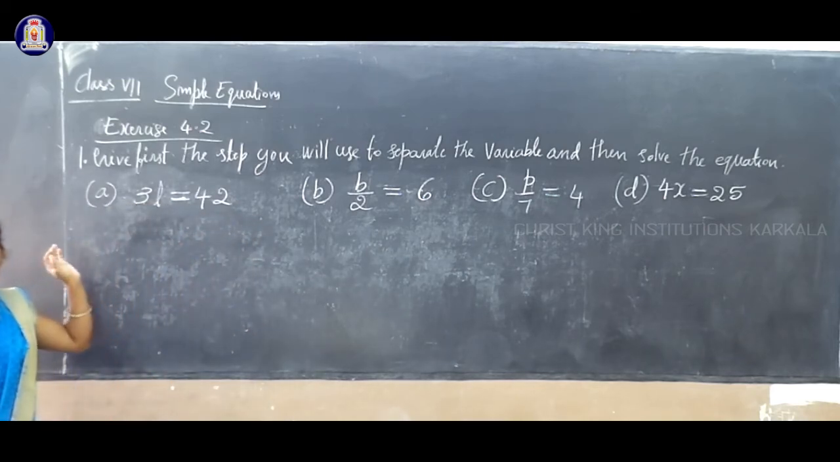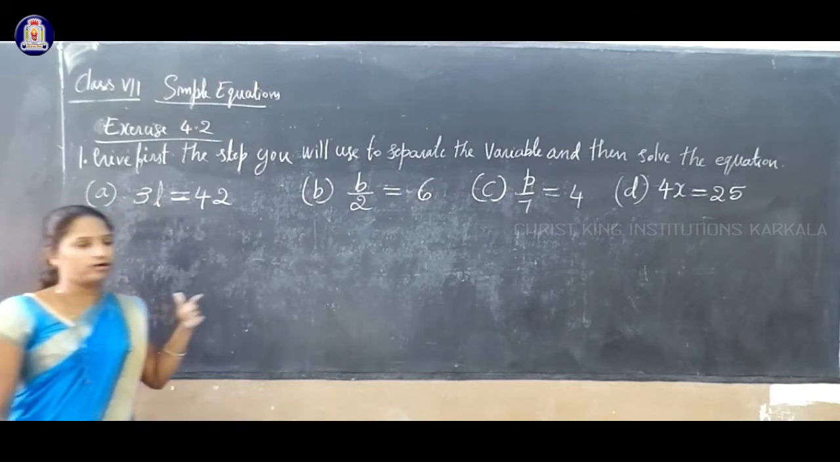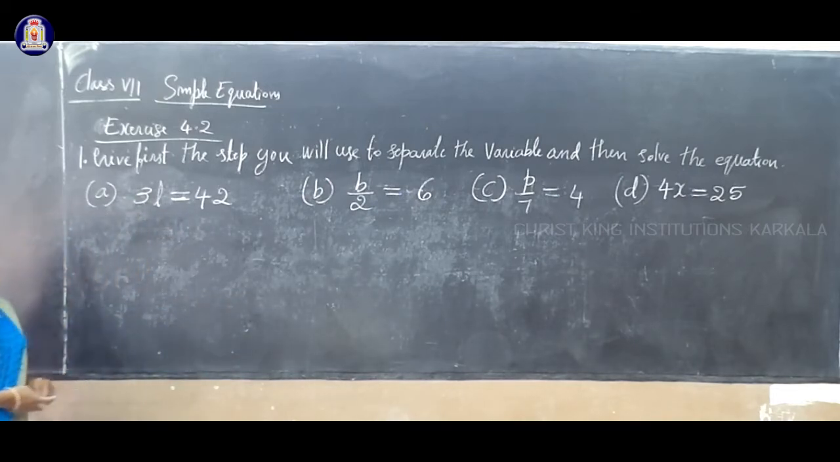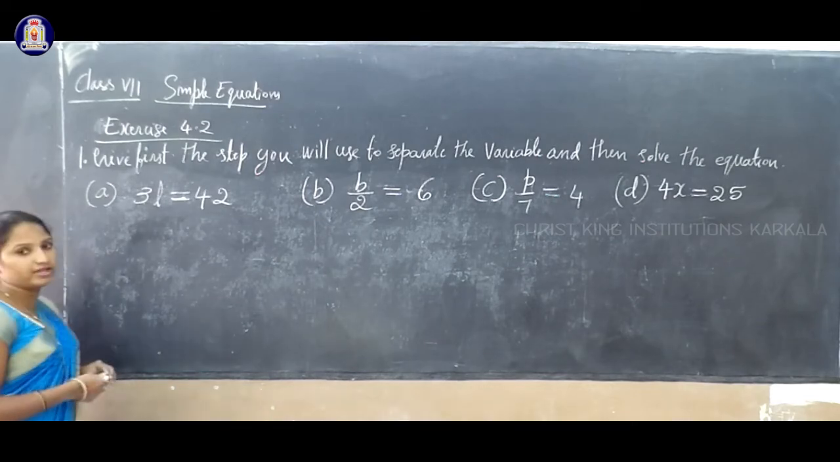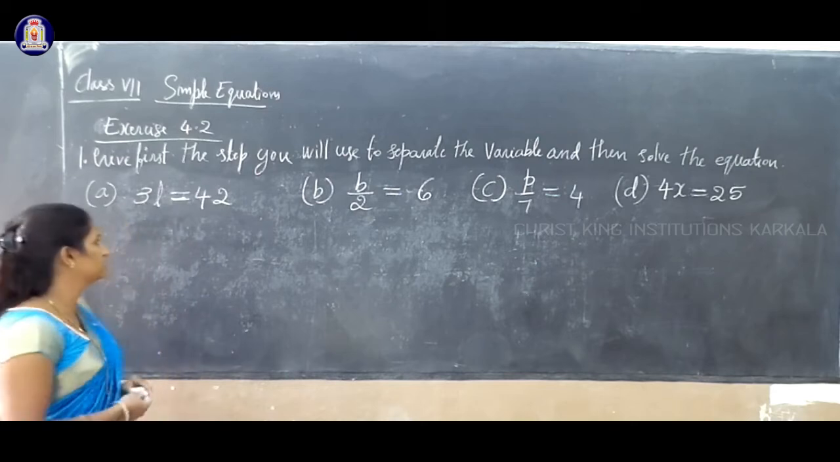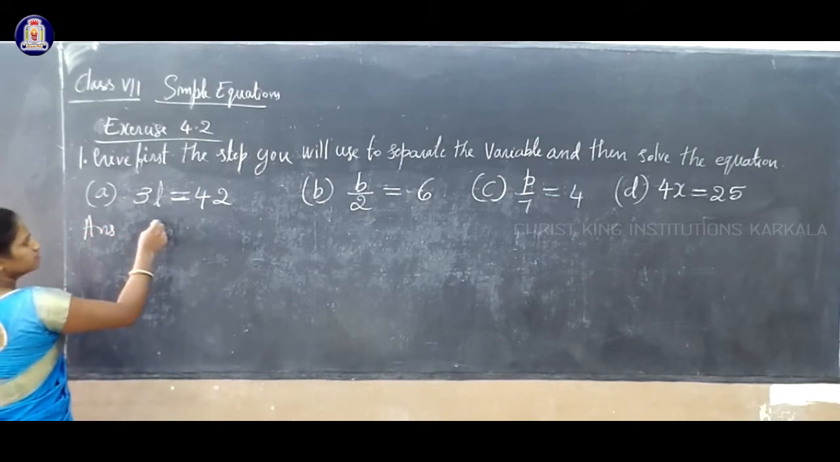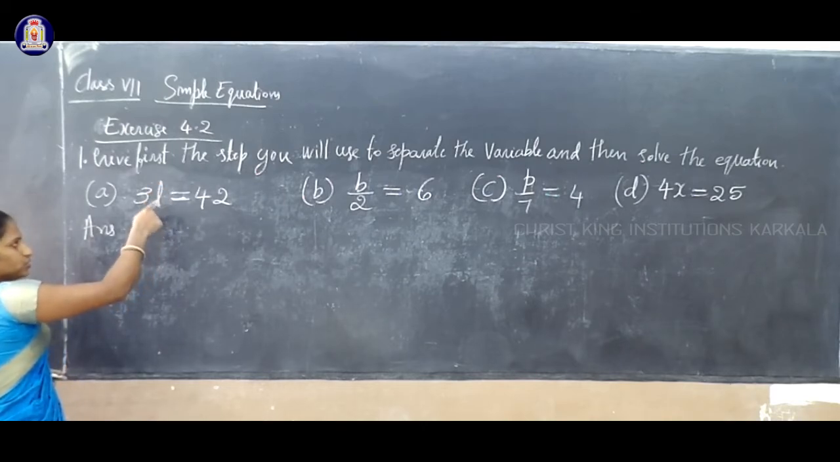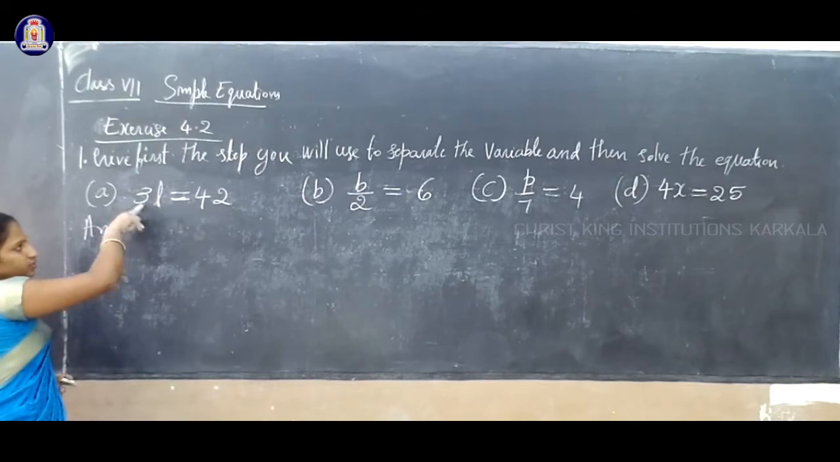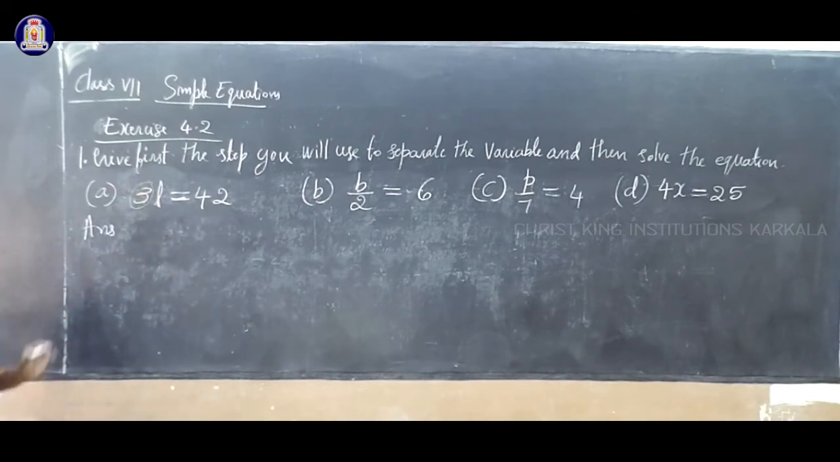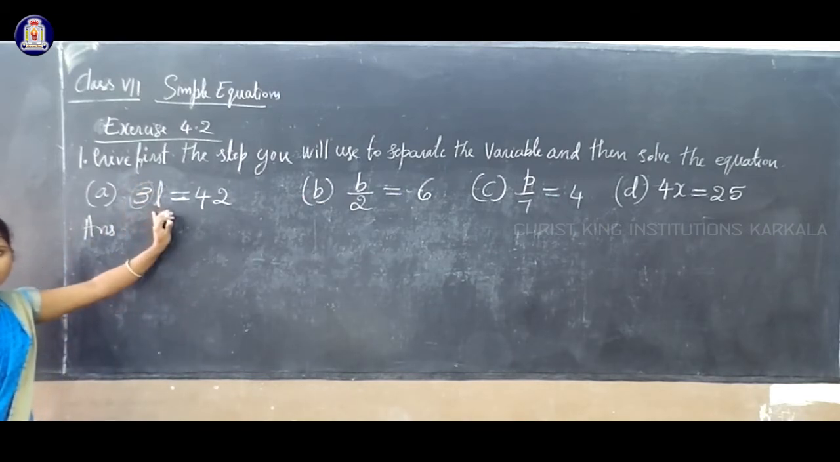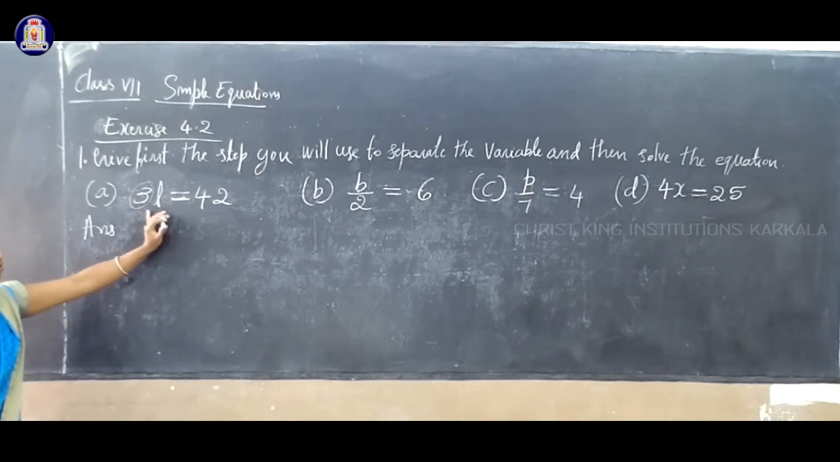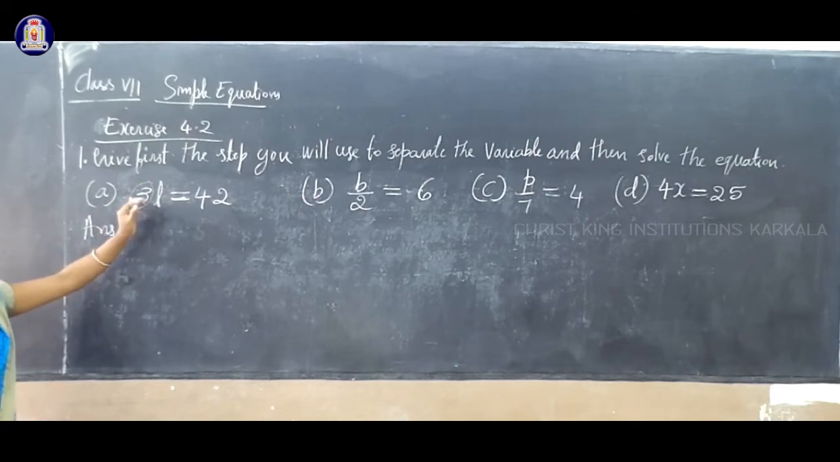3L means 3 into L is equal to 42. So how to separate the variable and how to solve the equation? First, in 3L, the variable is L, right? Along with the variable there is a coefficient, here 3, correct? This 3 we have to remove. This 3 is multiplied to the variable. So to remove this, we have to divide by the same number on both the sides.